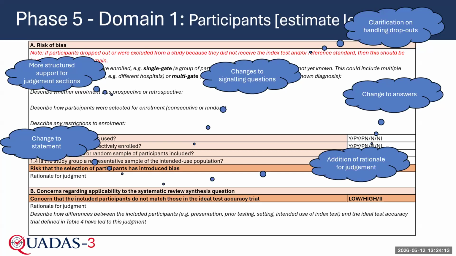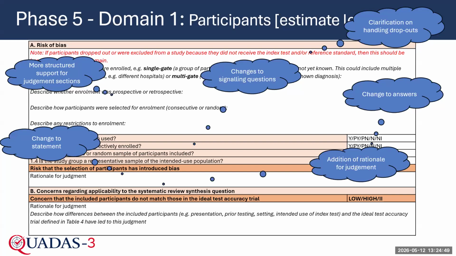So here we answer our signalling questions. Based on the answers to the signalling questions, we judge the risk of bias. And here we explain how we've got to that judgment. So if everything's answered yes, we could just have something like "no concerns". But if we've identified an issue, we want a summary of what that issue is and why we think that's introduced bias into the study. That's also quite helpful at the end when you're trying to bring your QUADAS assessment or your risk of bias assessment together, as you've then got a clear summary of what the problems are in each domain for each study.